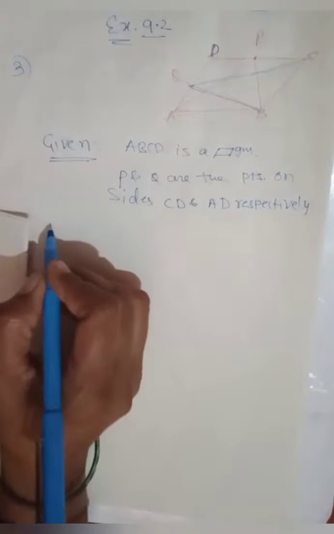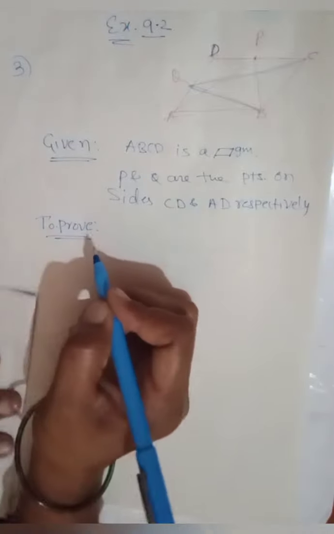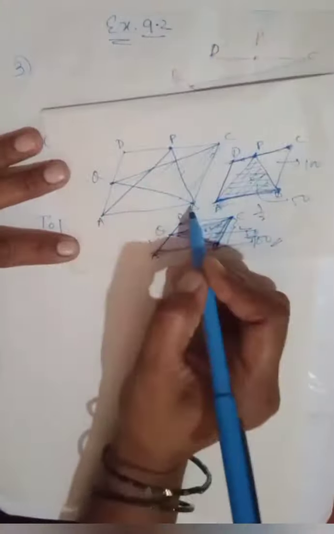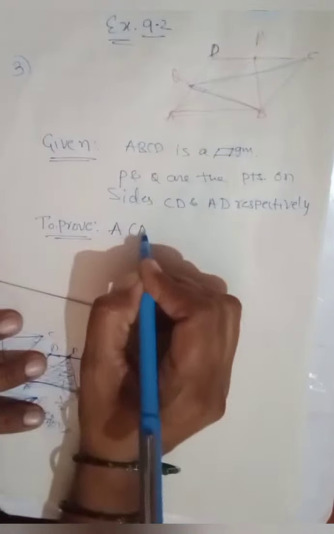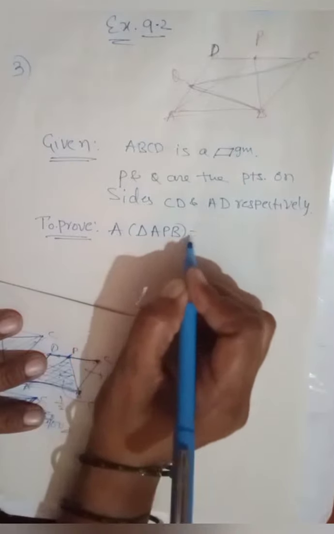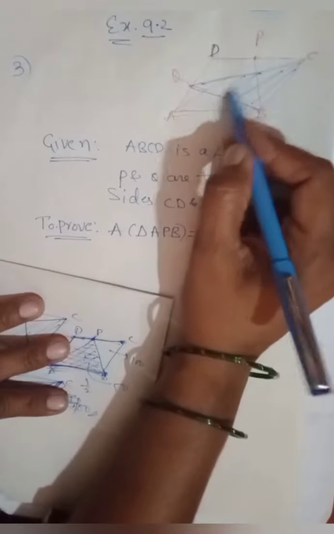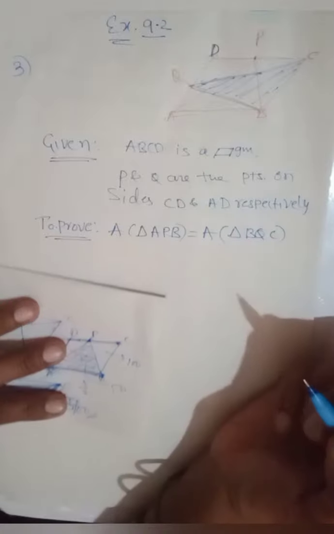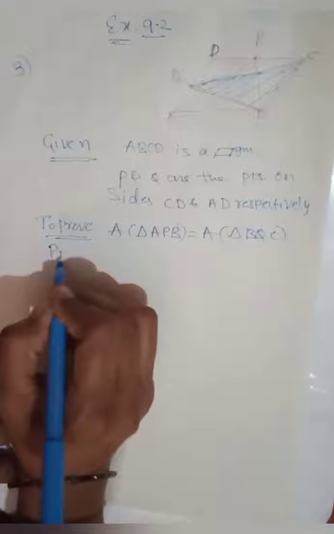What you have to prove or to show, you are writing here. Just for our convenience, we are writing all these things. To prove: area of this triangle APB is equal to area of this another triangle, that is triangle BQC. This is what you have to show. How to show that, you write as proof.